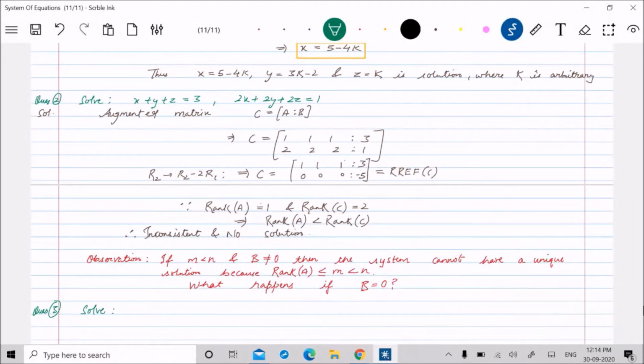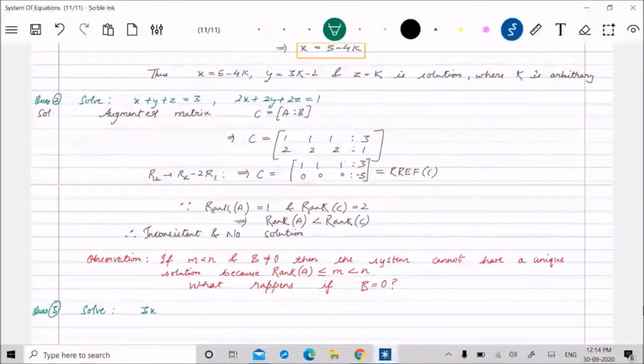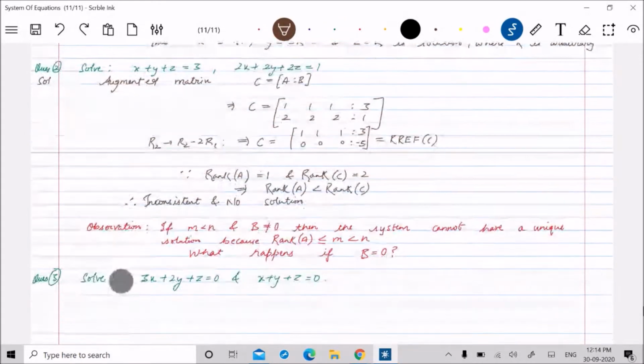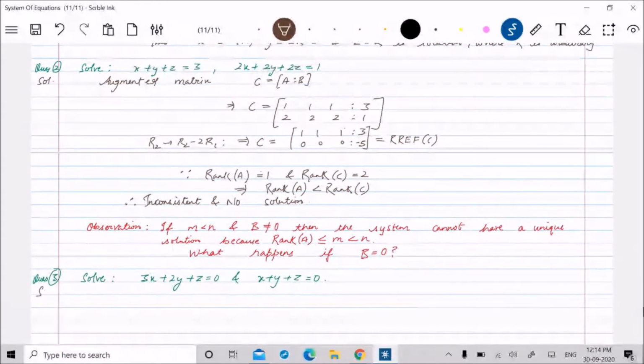solve, and this time the system will be homogeneous: 3x plus 2y plus z equal to 0, and the second equation is x plus y plus z equal to 0. You can see that the right hand side terms are 0, right? Because we are trying to search for the answer for b equal to 0, and of course we are in case number 1 when the number of equations is less than the number of variables. We have only two equations and three variables, right?